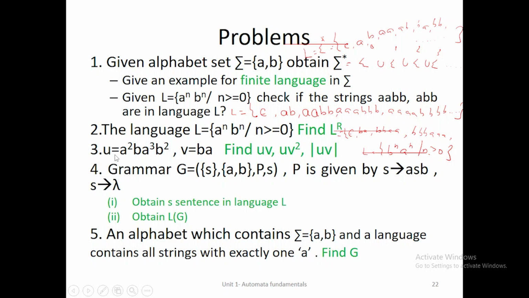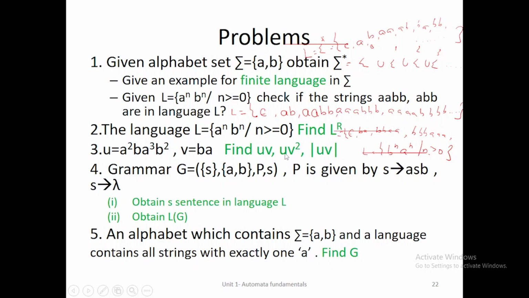If you take the third one, U is equal to a string A squared B, A cube B squared. Either you can write it as powers or you can write it as triple A, double B. Like that. UV means concatenation, so concatenate V at the end of U. So the answer is A squared B, A cube B squared followed by BA. B squared B is B cube A. So you can write it as.